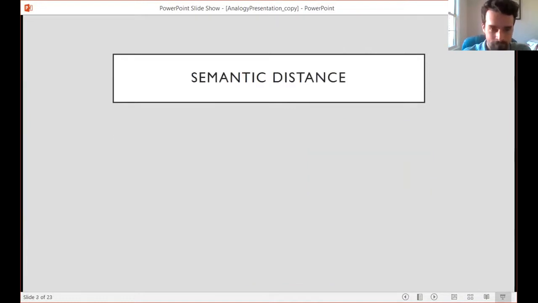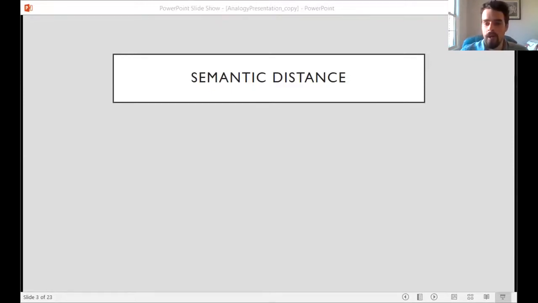All right, so first, before we get too deep into it, I want to talk about this concept of semantic distance, because this is something that will come up a lot. And some of you may or may not be familiar with it, but either way, I just wanted to set some ground rules, essentially.